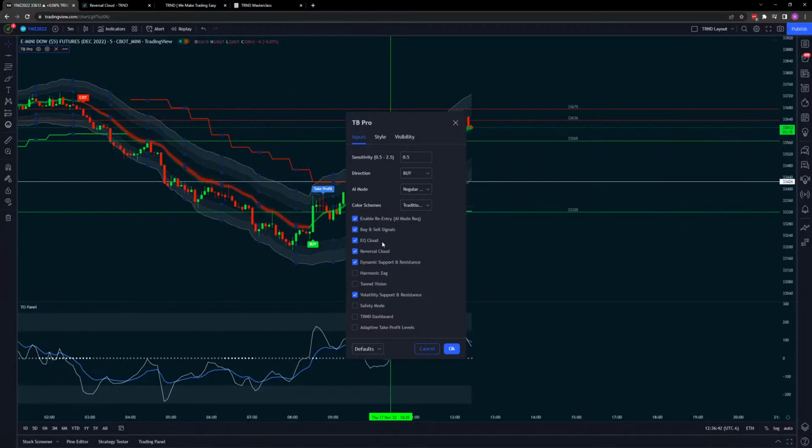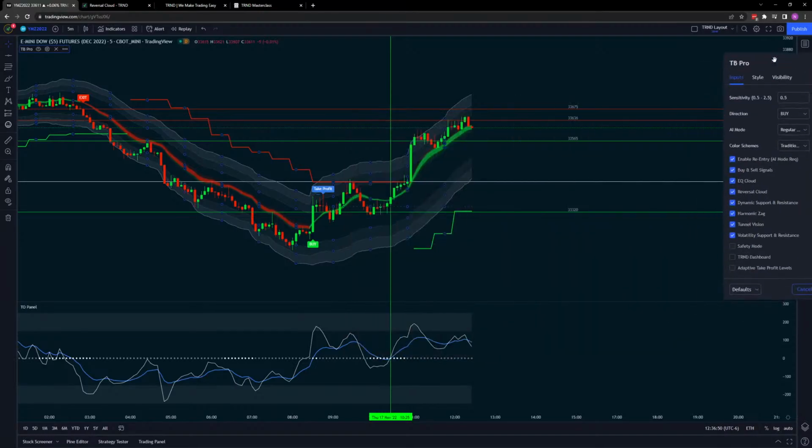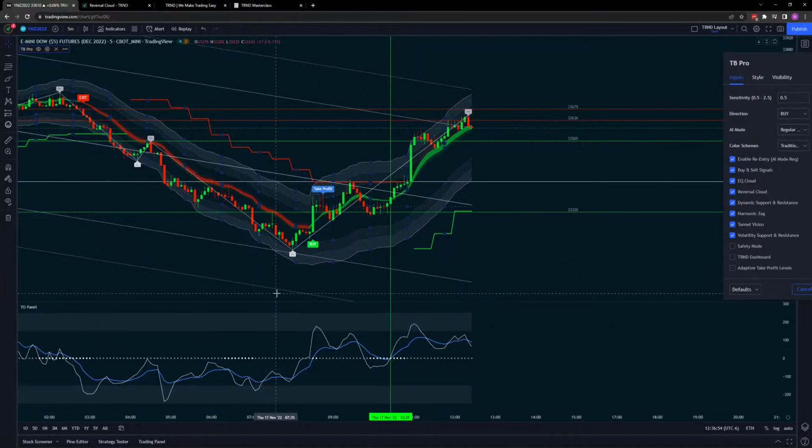So the EQ cloud is going to show you momentum. Reversal cloud is going to show you overbought, oversold. Harmonic zag is going to show you higher highs, higher lows. Tunnel vision is going to show you linear regression. Dynamic support and resistance is going to give you support and resistance lines. There's our tunnel vision. There's our higher highs and higher lows. We have a higher high that formed here. So just like that, mini Dow is now coming back down.